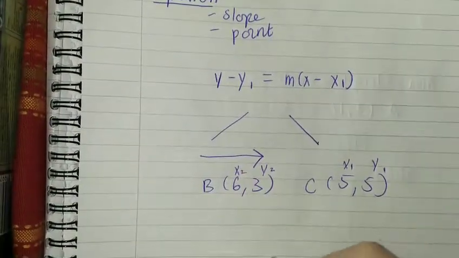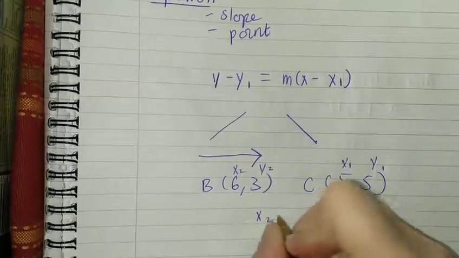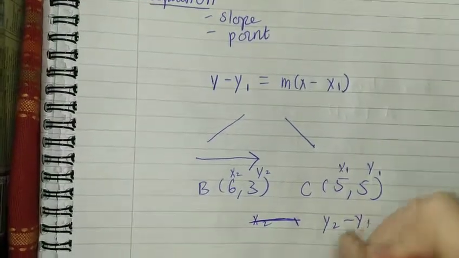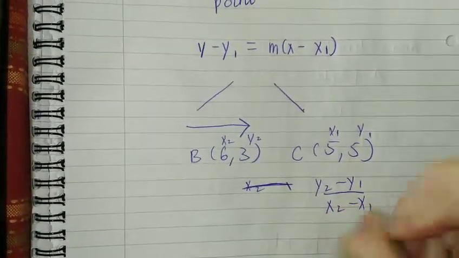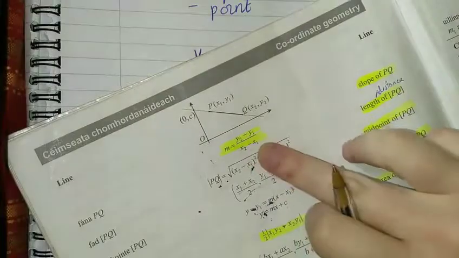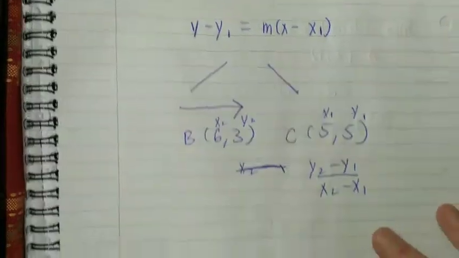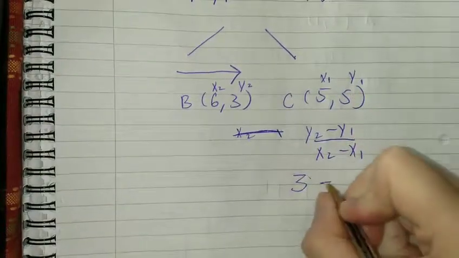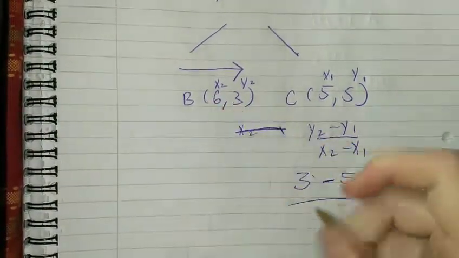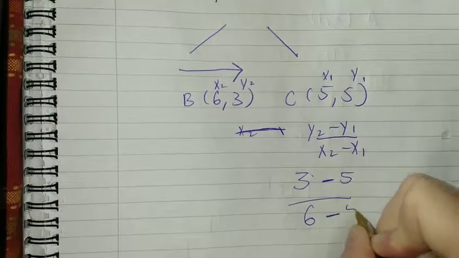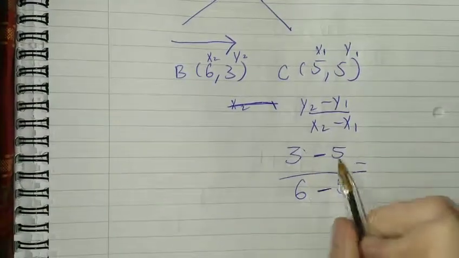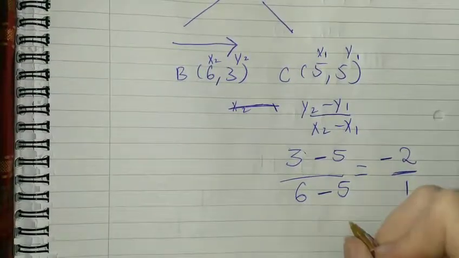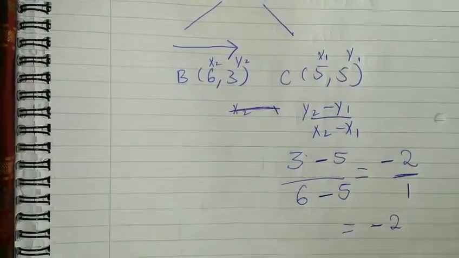So C is x1, y1 and B is x2, y2. So our formula for our slope is y2 minus y1 over x2 minus x1, and this formula is in our log tables here. So y2, which is 3, minus y1, which is 5, over x2, which is 6, minus x1, which is 5. So that's going to be minus 2, and this is going to be 1. So our slope is equal to minus 2.